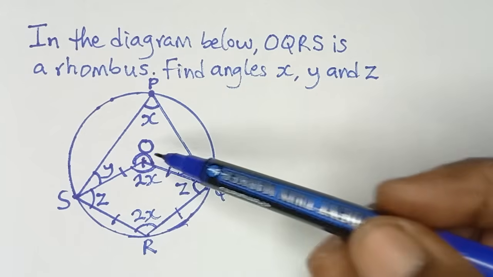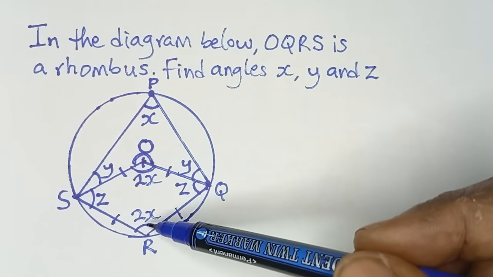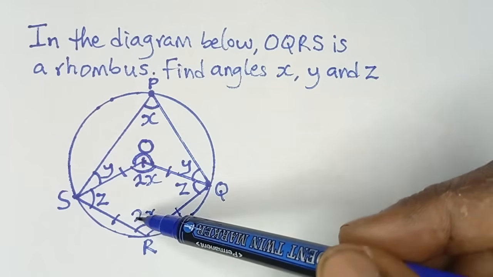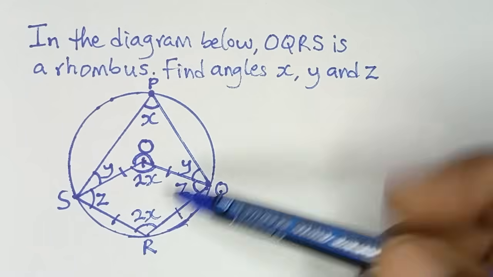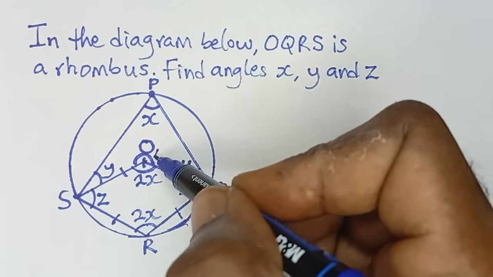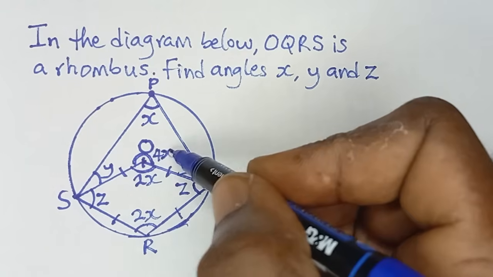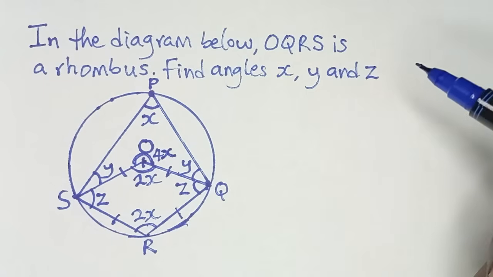So don't forget, the angle at the center is twice that at the circumference. If this is 2x, twice 2x will give us 4x. So that means the angle at this side of the center is 4x.